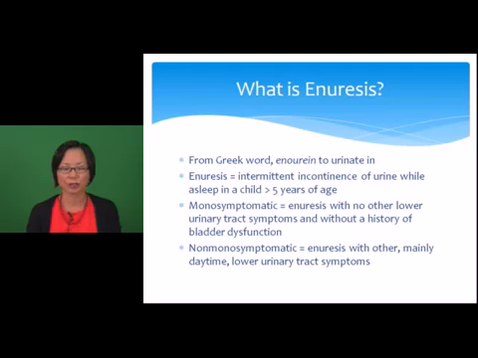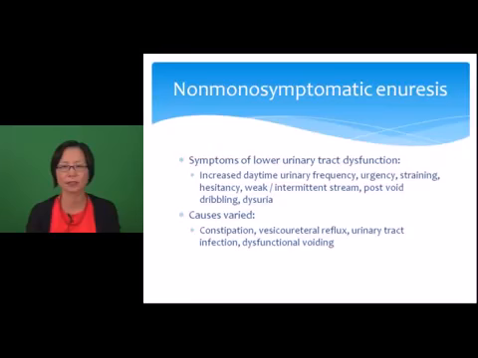So what is enuresis? Enuresis is actually derived from the Greek word enurin, which means to urinate in. Enuresis is the intermittent incontinence of urine while asleep in a child greater than 5 years of age. And there are two different types of enuresis. Monosymptomatic, where there is enuresis with no other lower urinary tract symptoms and without a history of bladder dysfunction, and non-monosymptomatic, which is enuresis that has other, mainly daytime, lower urinary tract symptoms.